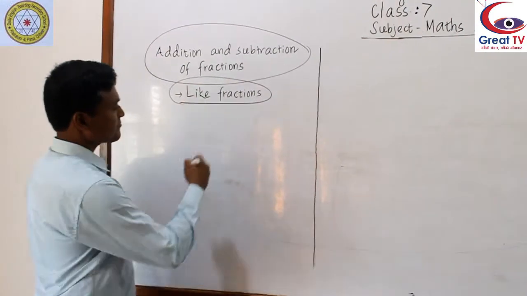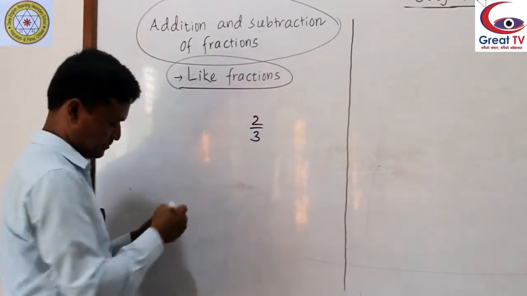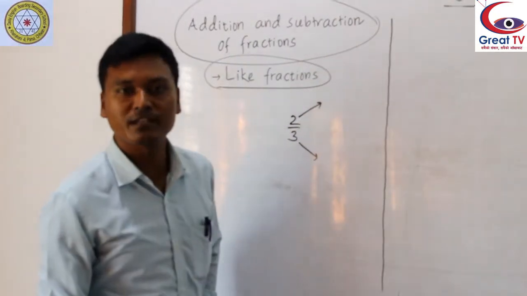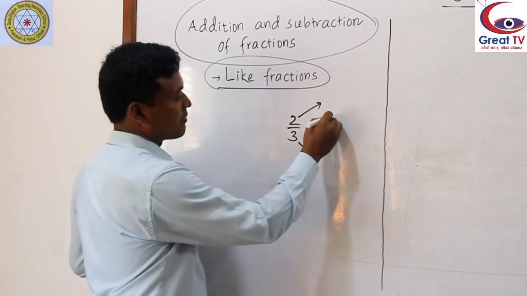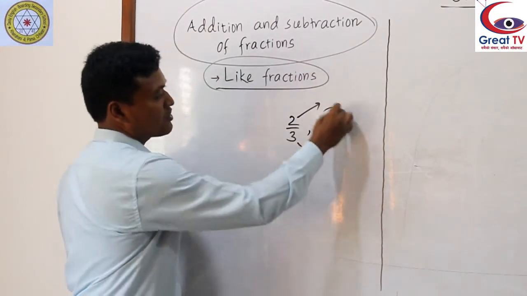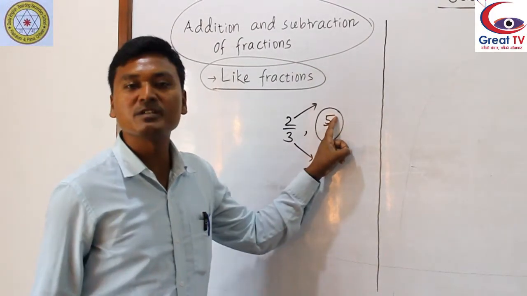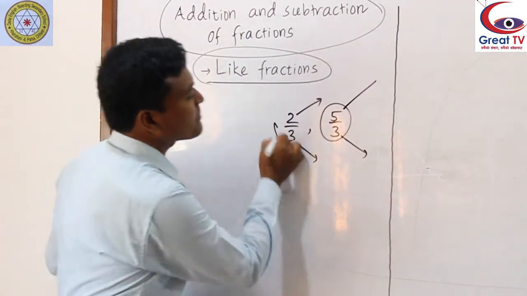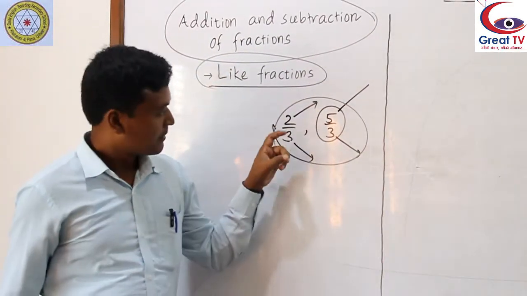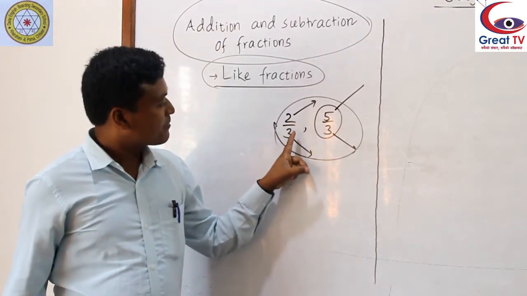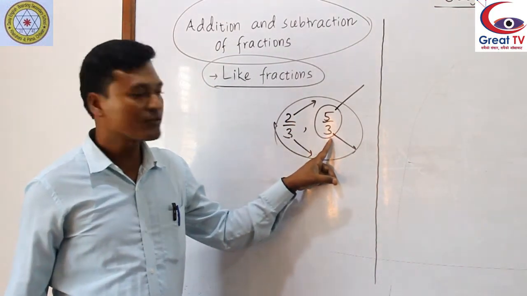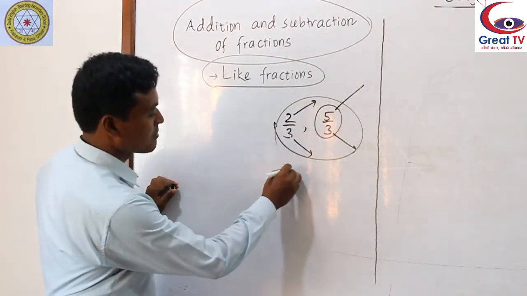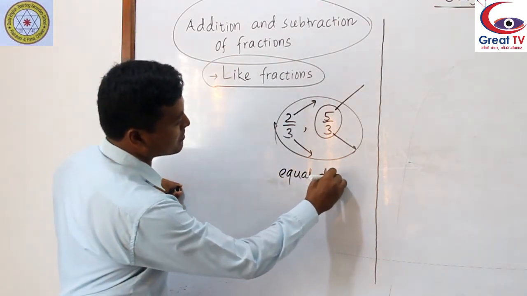If you don't know, let us take one fraction, 2 upon 3. We say 2 is the numerator, 3 is the denominator. Then one more, 5 upon 3. In the second fraction, we have 5 as numerator and 3 as denominator. If you check these two fractions, you can see clearly 3 is the denominator of the first fraction, and 3 is the denominator of the second fraction. That means these two fractions have equal denominators.